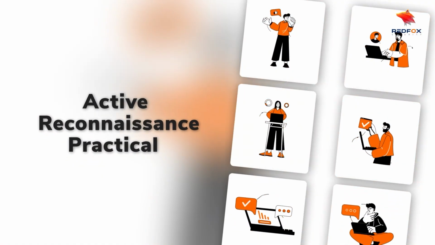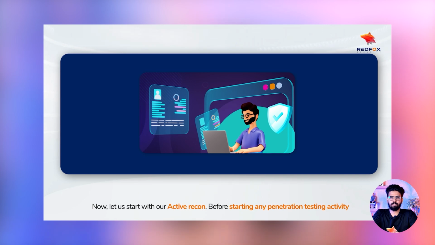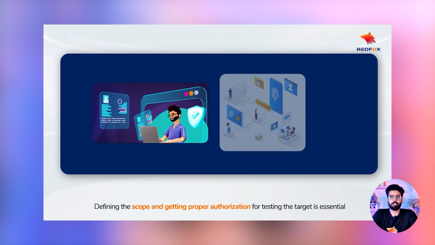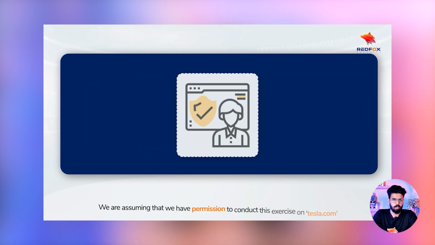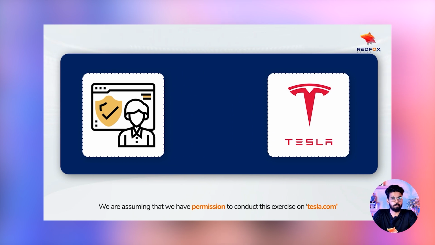Active Recon Practical. Now let us start with our Active Recon Practical. Before starting any penetration testing activity, defining the scope and getting proper authorization for testing the target is essential. We are assuming that we have permission to conduct the exercise on tesla.com.